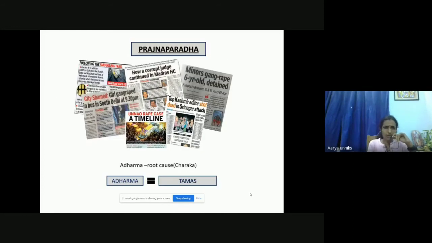So next is a common example. Everyone knows about this, but I just added it. That is Pratnyaparadha. See, the smuggling trail, girl gang rape, corrupt judge, again gang rape, 6-year-old. These are all Pratnyaparadha. Where does Pratnyaparadha come from? Charaka says in his Vimanasthana Janapadodhvamsaniya that Pratnyaparadha arises out of Adharma. Adharma is the root cause. So what is Adharma? Adharma is an indicator of Tamas.